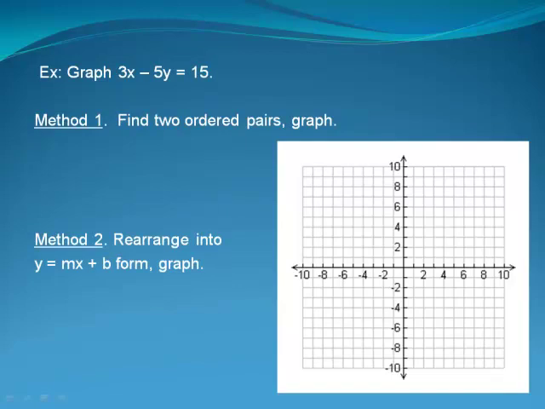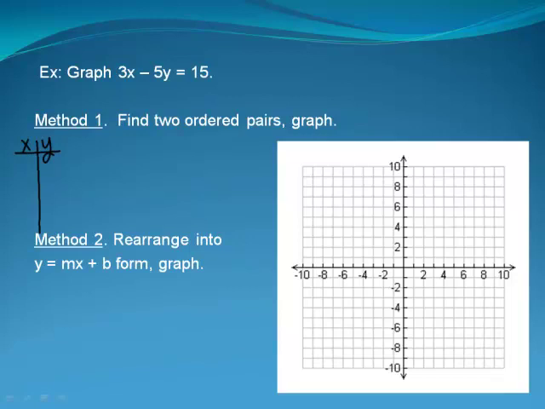So let's graph 3x minus 5y equals 15 using both methods to make sure we get the same graph. So the first method is the method that you knew prior to this section, and that is to take the equation in any form, get at least 2 ordered pairs. 3 is always better for a checkpoint. Plot those points, draw your line, there you have it.